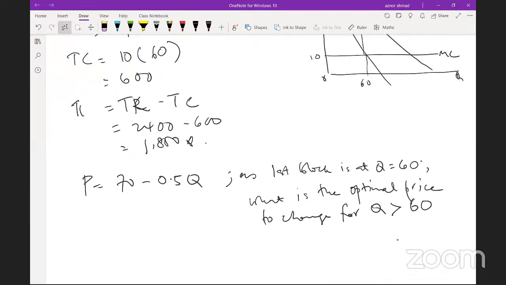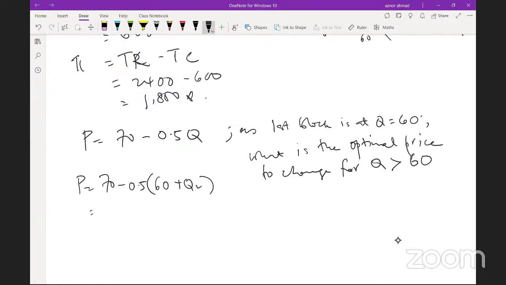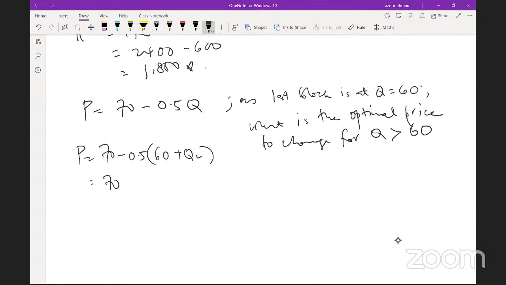But now, if you want to exercise the second degree price discrimination, where you can sell a second block, you want to know what is the optimal price to charge if you want to sell the quantity above 60. So what we can do here is you can take this equation 70 minus 0.5Q. This Q is supposed to be above 60. So put 60 plus Q2. Q2 means a quantity above 60. So the demand for this will be like 70 minus 30 minus 0.5Q.